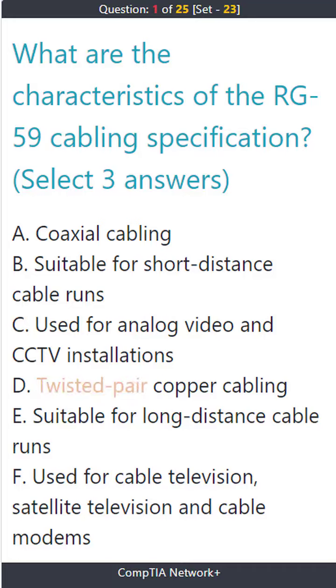D. Twisted pair copper cabling. E. Suitable for long-distance cable runs. F. Used for cable television, satellite television, and cable modems.